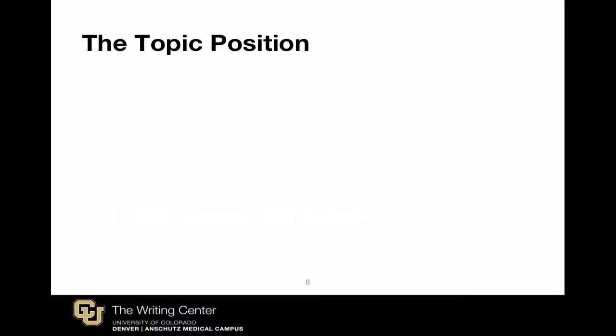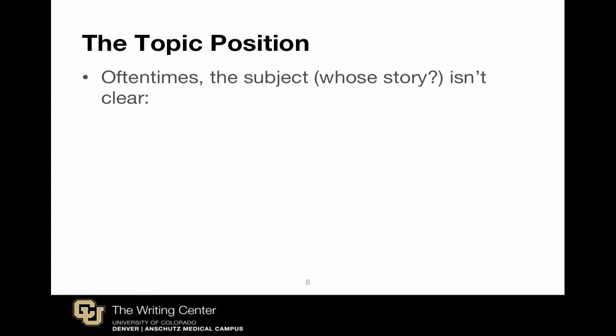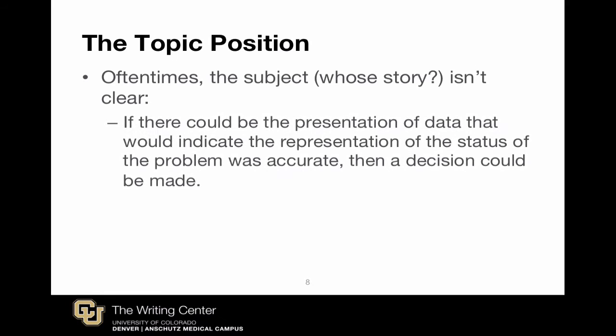Quite by accident, writers often don't make the subject of sentences very easy to discern. Here's an example of a sentence with no clear subject or focus. Is it about presentation of data, a problem with an inaccurate status, decisions? Readers need much more clarity than that, provided in the topic position at the beginning of the sentence.